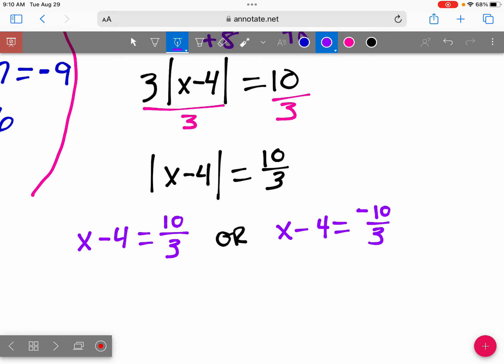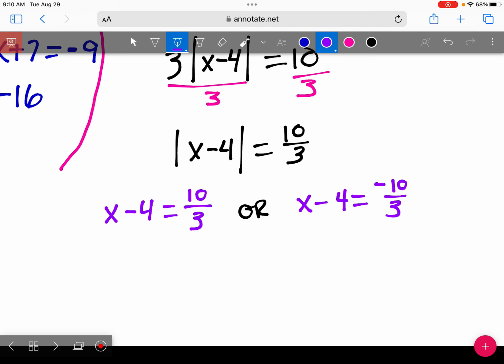So then what are we doing to both sides? Add 4 to both sides on both of these. So if we add 4 to 10 thirds, 22 thirds. Because to get 4 to a common denominator, 4 in terms of thirds is 12 thirds. 10 thirds plus 12 thirds, 22 thirds. So then again, we're going to add 4 over here. 2 thirds, because 4 is still 12 thirds. Negative 10 plus 12 gives us positive 2 thirds.